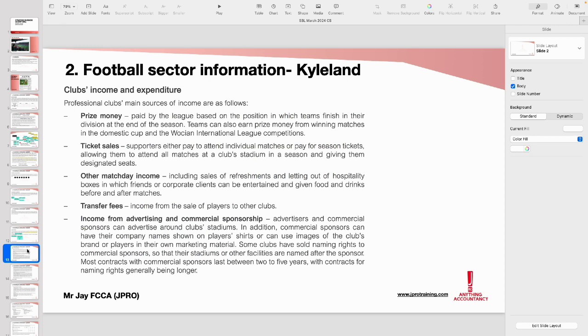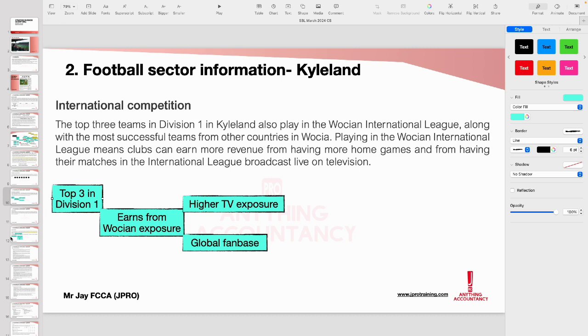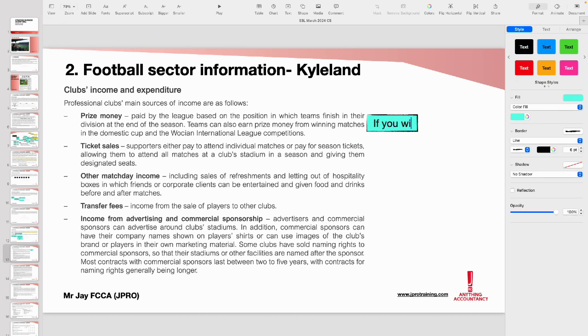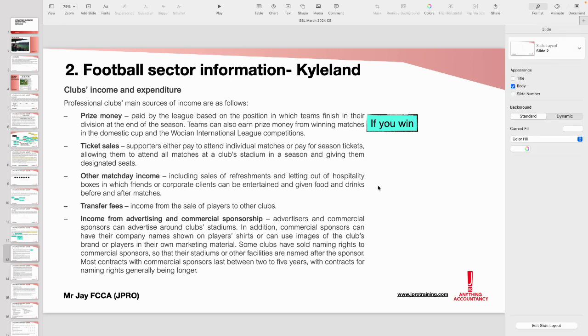Now, football sector information. This is the income side of the business. So when we say the income side, clubs' income and expenditure, the professional clubs' main sources of income are as follows. You've got the prize money, paid by the league based on the position in which the team finishes in their division at the end of the season. Teams can also earn prize money by winning matches in the Domestic Cup and the Ocean International League Cup. Remember, simple: if you win, you get prize money. If you don't win, you don't get.